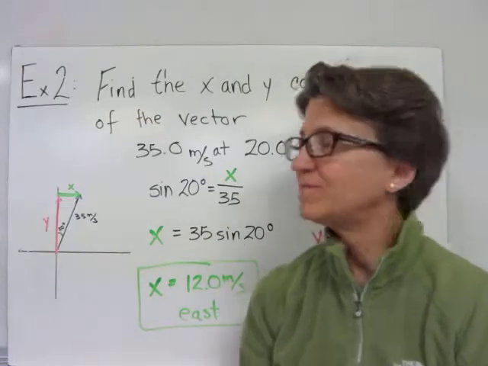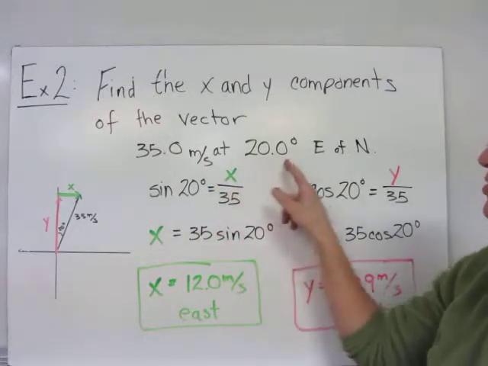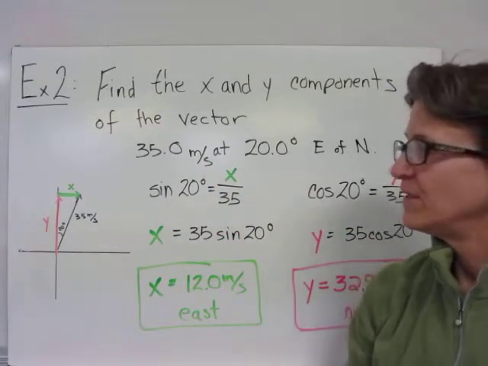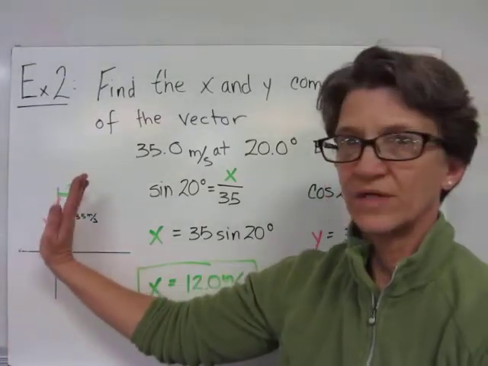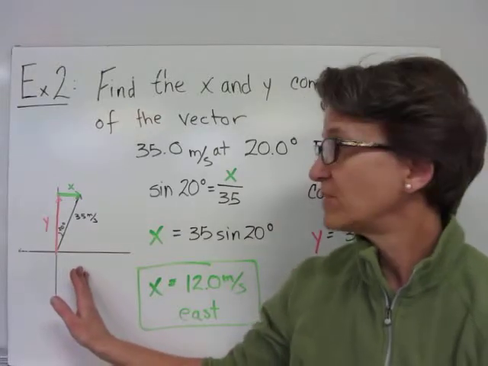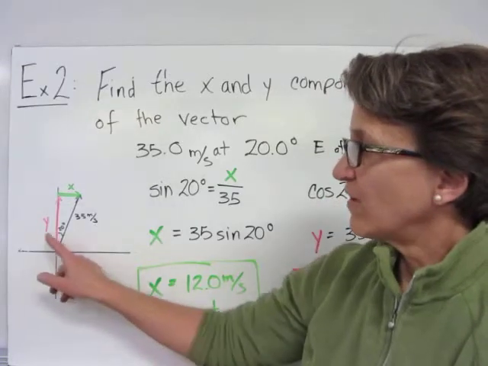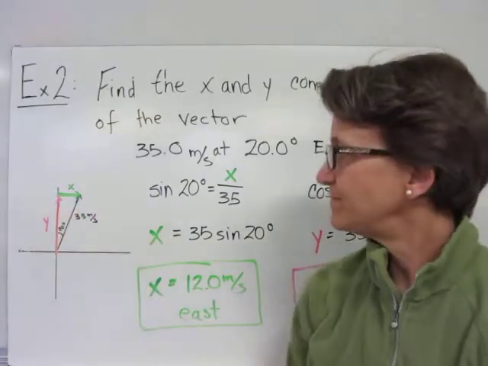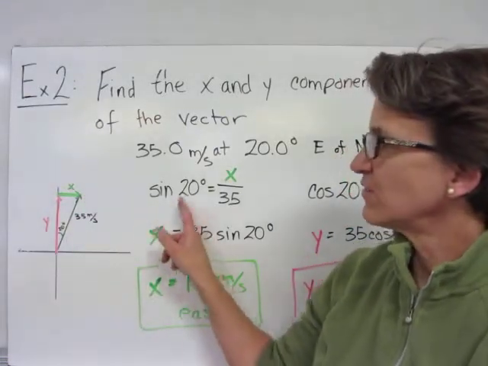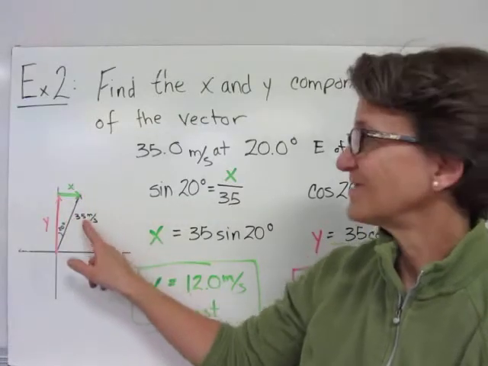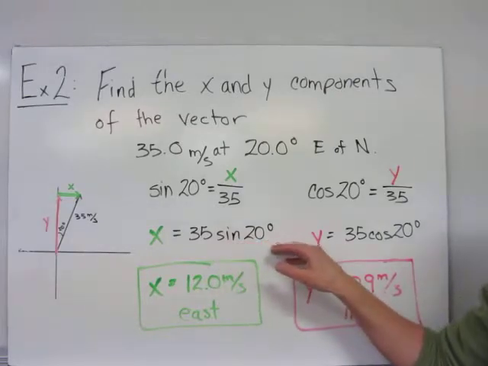In our second example, find the x and y components of the vector 35 meters per second at 20 degrees east of north. So 20 degrees east of north. Start at north and go 20 degrees. Again, draw a good representation or an exact scale drawing. I want to find my y and my x components. This time my sine is my x component. So my sine of 20 degrees, my opposite side is x over the hypotenuse of 35. Solve for x, 35 times the sine of 20 degrees.